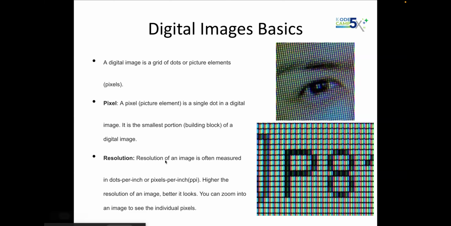All right. So the resolution of an image is often measured in dots per inch or pixels per inch. A higher resolution image looks better. What this means is that an image with more resolution has more pixels, right? And it looks better. So you can zoom into an image to see individual pixels.